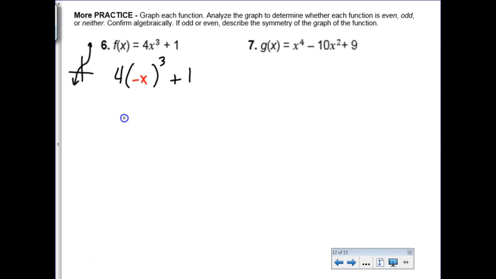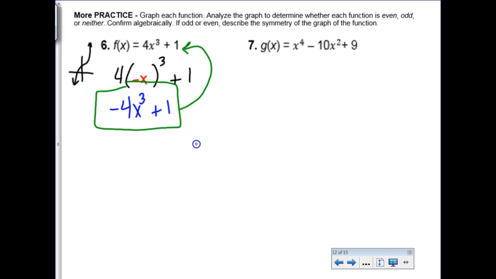So now I need to clean that up. So negative x to the third power is going to be negative x to the third power, but then it's times a 4. So this becomes a negative 4x to the third power. And then there's no x term here, so this doesn't change. It's still a plus 1. So here's what I need from you guys. I need you to compare this guy to the original. Are they the same? No, so it can't be even. Are they the opposite? Oh, why are they not totally the opposite? What's the problem? Yes, this is still positive. So since that's not negative, they're not the opposite, so this does not equal negative f of x. So we just determined it's not even, it's not odd, so what do you think? It's neither.